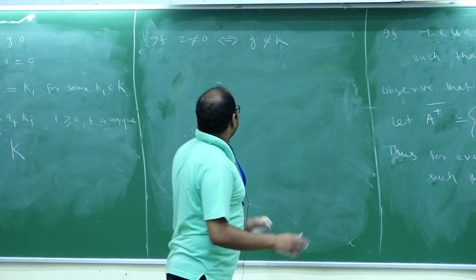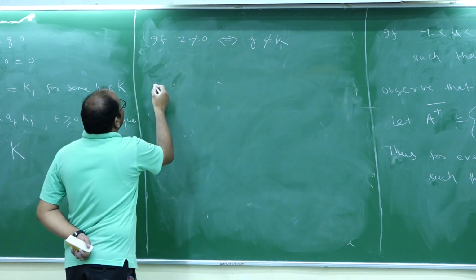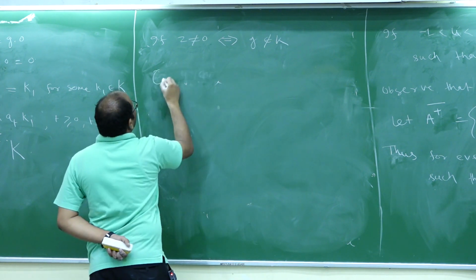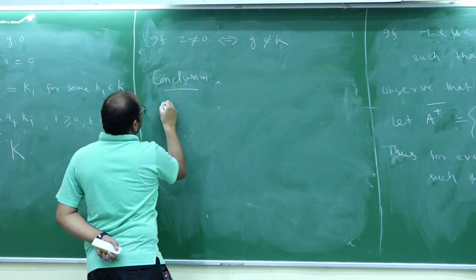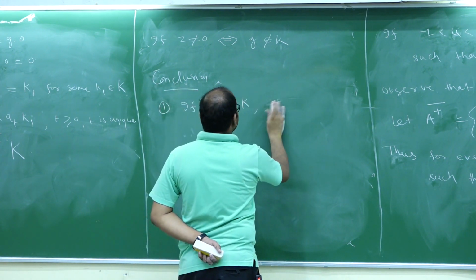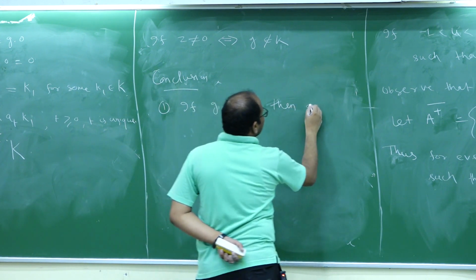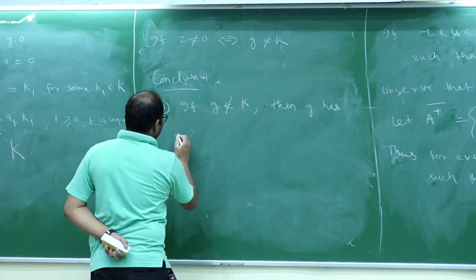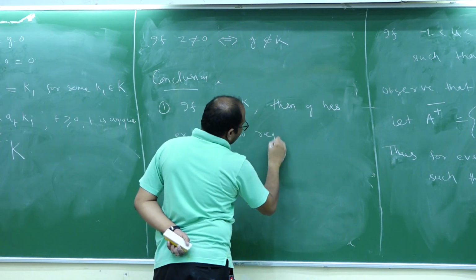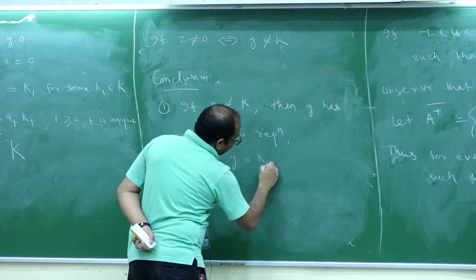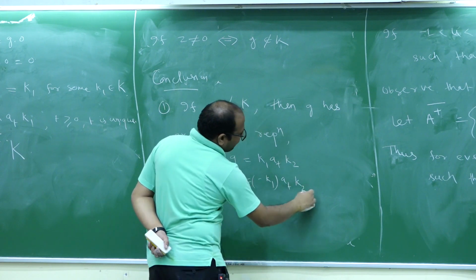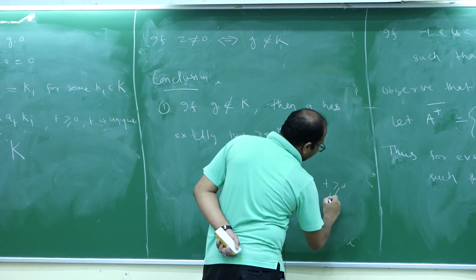Okay, so I am writing the statement. Okay, so you can check this. So if g is in K, I am writing the conclusion. Now if g doesn't belong to K, then g has exactly two decompositions. That is g is equal to k1 a_t k2 or k1 s a_t, with t greater than or equal to 0 and t is unique.